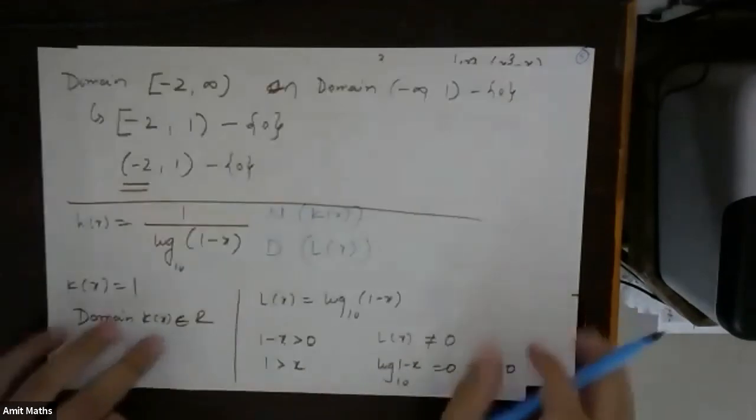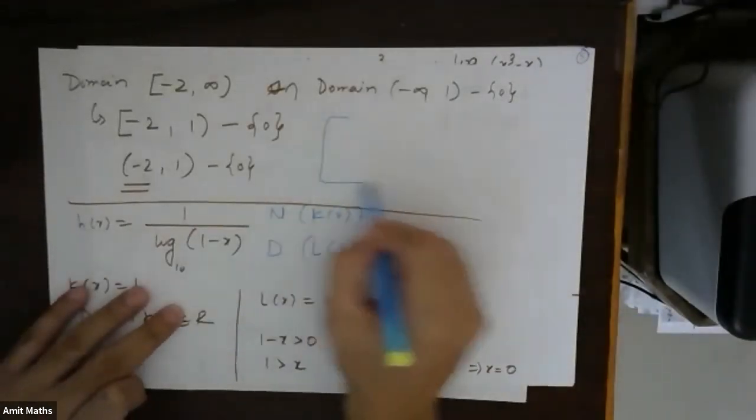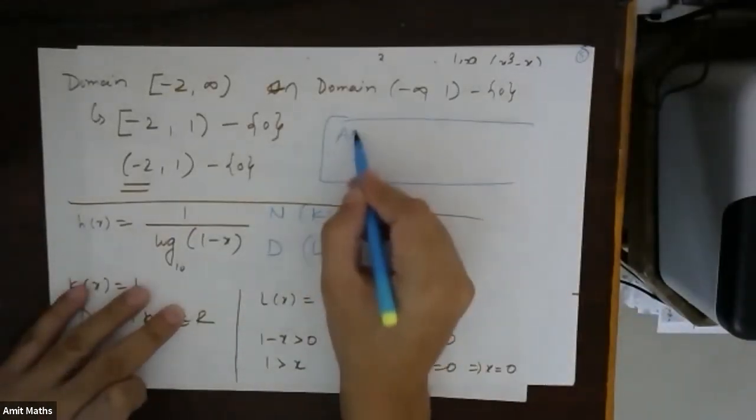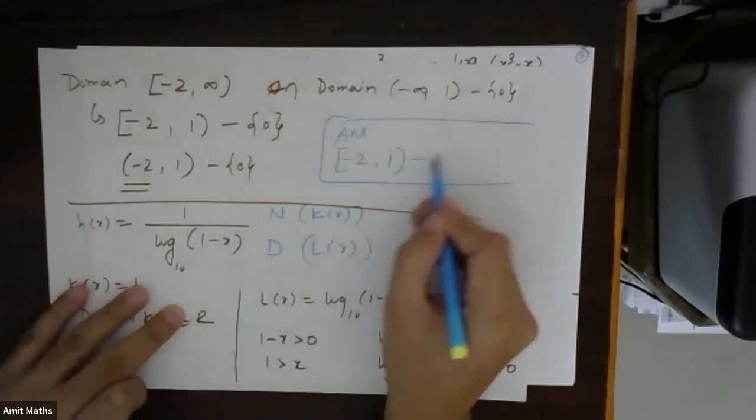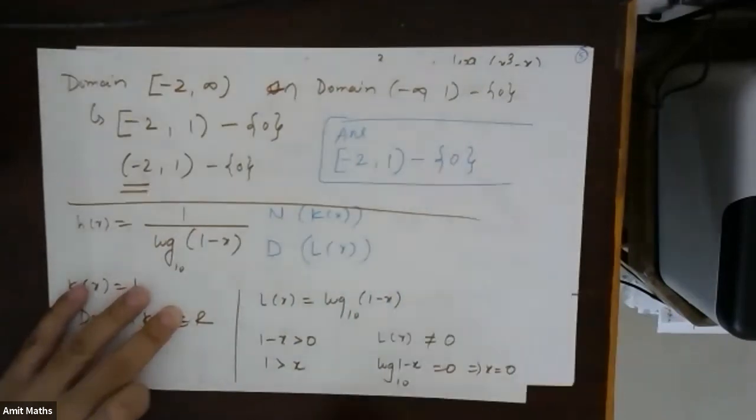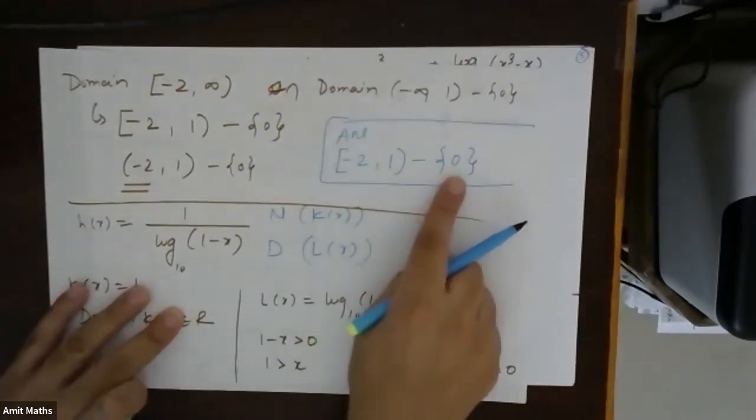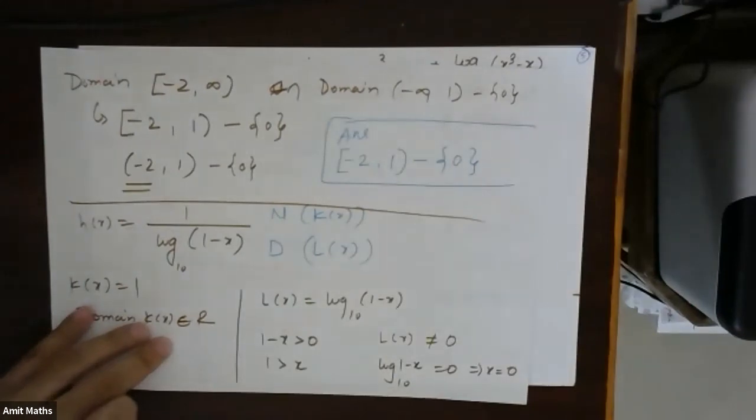For the previous question, I'm telling you the answer. The answer was from -2 included to 1, minus 0. From -2 to 1, minus of 0. This was the answer for the previous question.